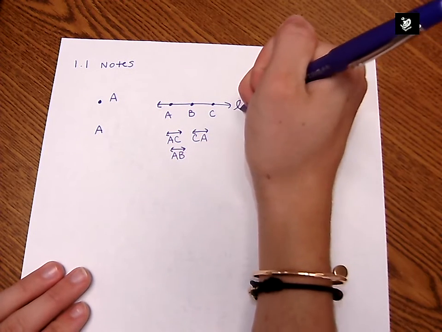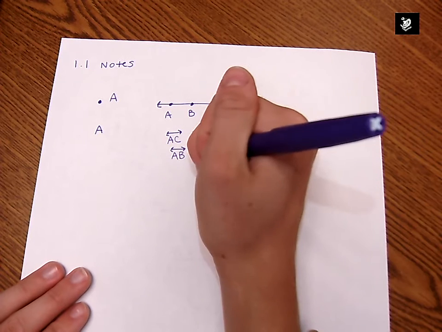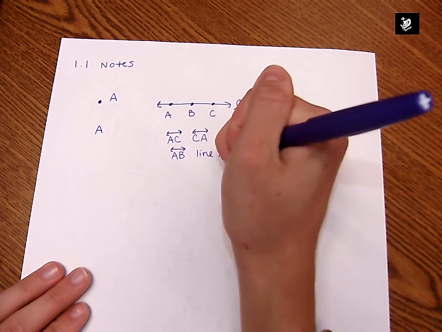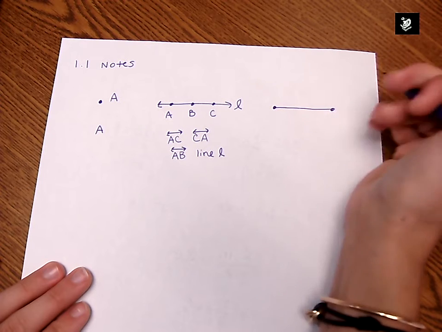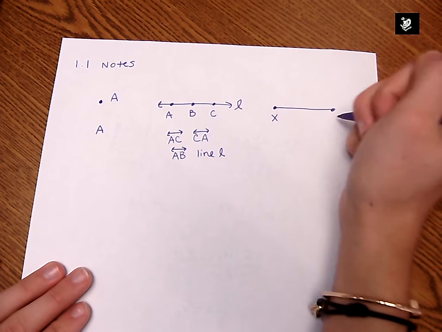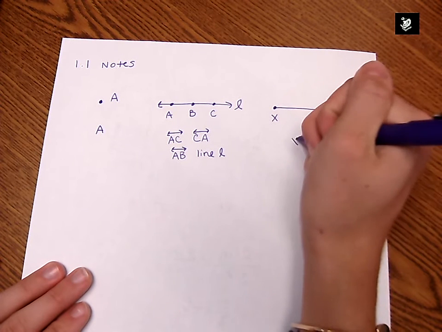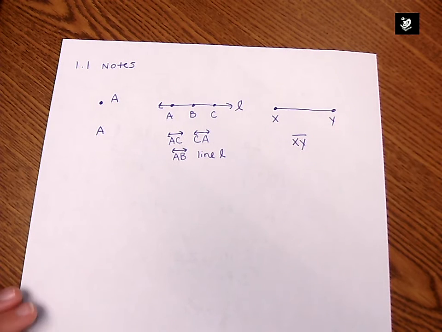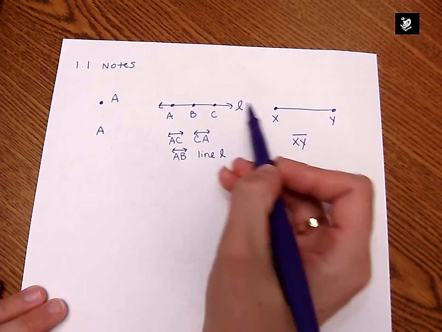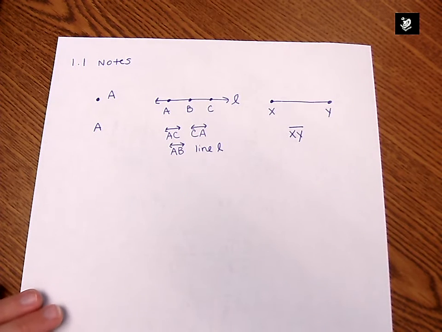Sometimes you might see a single lowercase letter. In this case, we can say line L. A line segment is a little bit different because there are no arrows, only endpoints. So we would say segment or line segment XY and just put a line on the top. So just be careful, arrows versus no arrows.